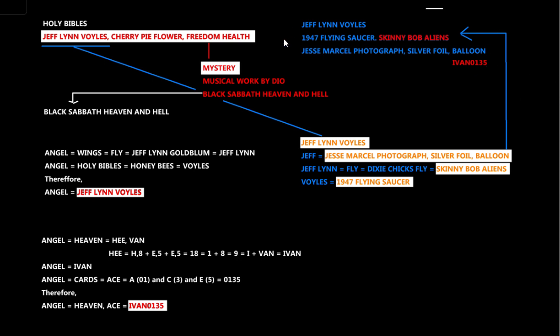So Jeff Lynne Voiles translates to 1947 Flying Saucer. Skinny Bob Aliens, that's what the occupants of the saucer were. Jesse Marcel photograph, silver foil balloon, that's part of the cover-up. Ivan 0135 is where you go to YouTube to see the image of the Skinny Bob Aliens.